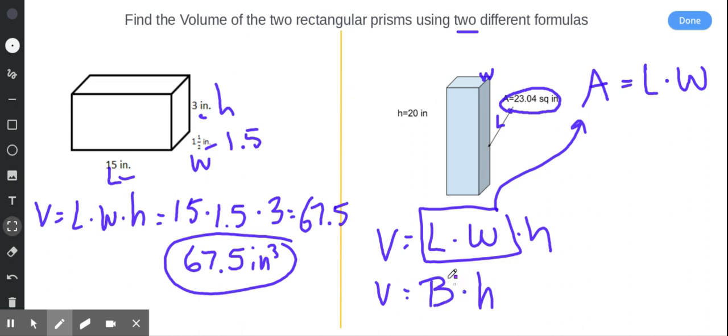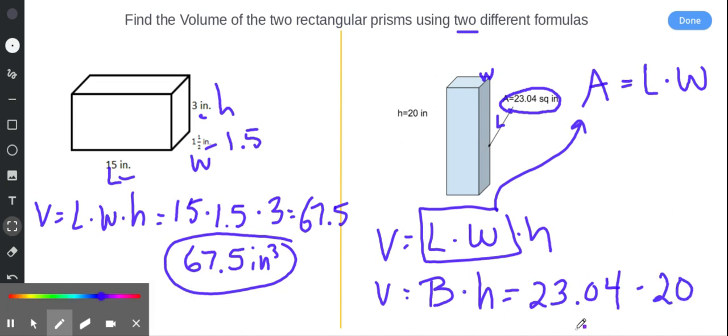So this capital B stands for the area of the base of your shape. And the area we know is length times width. Okay? So I'm going to plug in my area of the base, which they told me was 23 and 4 hundredths. And I'm going to multiply it by my height, which is 20.